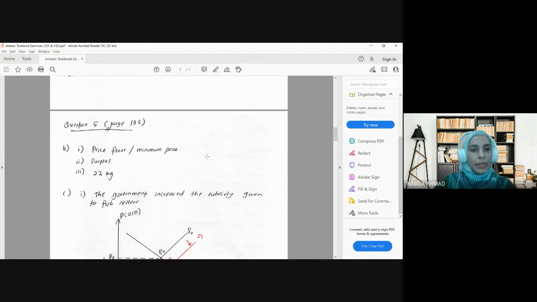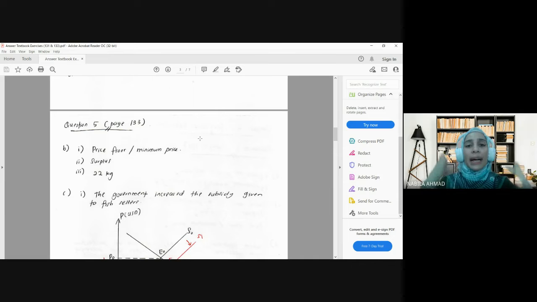Alright, soalan 5, page 133. The table shows the individual demand and market demand and supply schedules for fish. Dia suruh awak lukis apa? Using a graph paper, plot the market demand and supply curve for fish and determine the equilibrium price and quantity. Information yang dibagi dalam table itu adalah individual demand dan individual supply. Ada Diana, Angela, Rosine, ini individual demand. Firm A, firm B, firm C, individual supply.